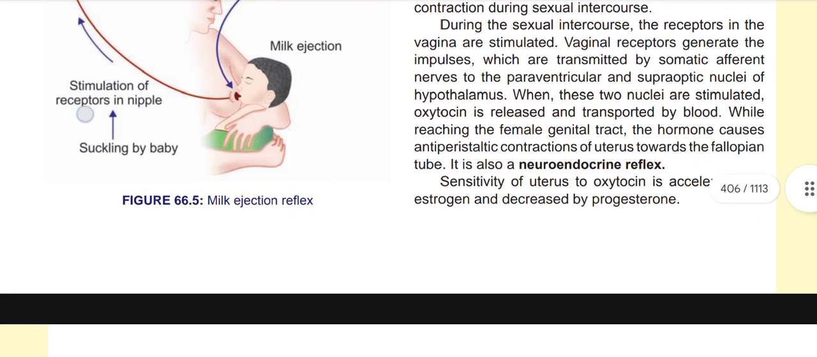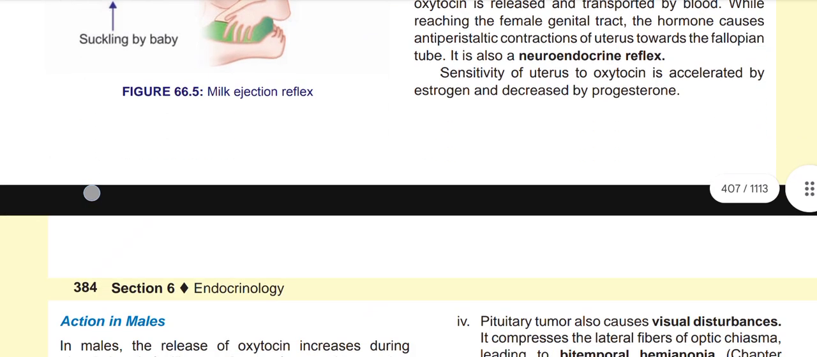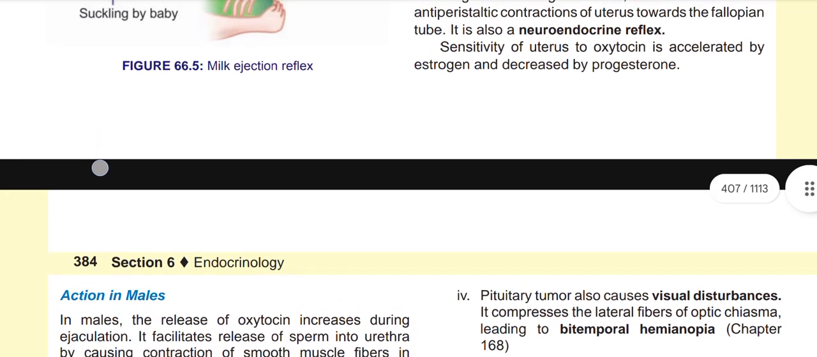Now, sensitivity of uterus to oxytocin is accelerated by estrogen and decreased by progesterone. So, sensitivity of uterus to oxytocin is accelerated by estrogen and decreased by progesterone.